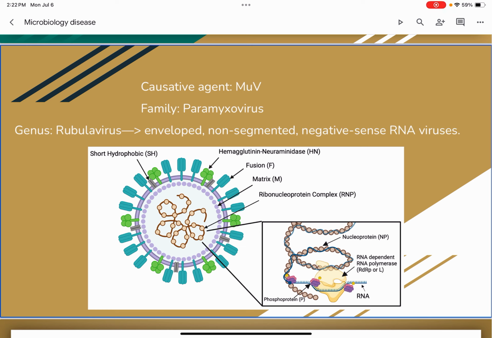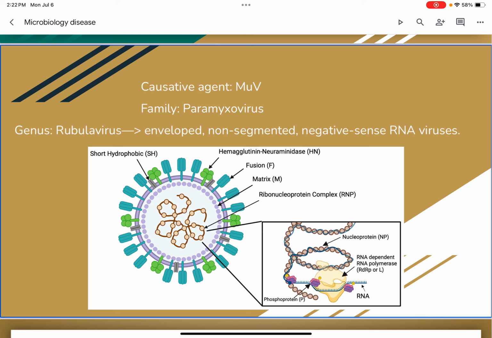Mumps is caused by the mumps virus, which is also known as MUV. This belongs to the Rubulavirus genus within the Paramyxoviridae family. This is an enveloped single-stranded negative sense RNA virus, and it has several proteins that make this virus spread so easily. So the HN protein allows the virus to attach to receptors on host cells.